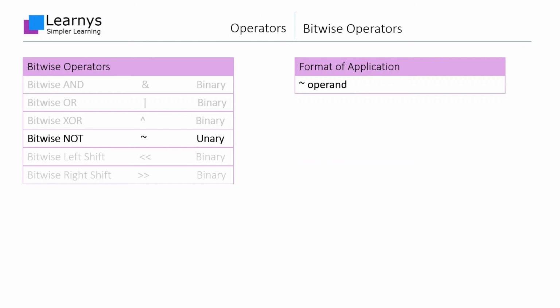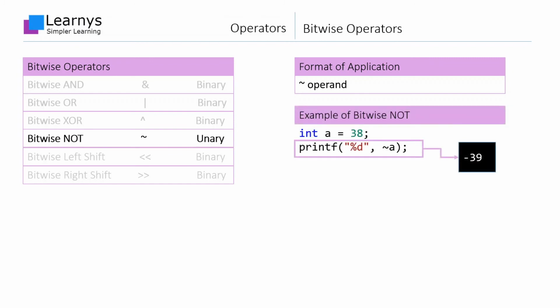Let us understand this through an example. In this code sample, the bitwise NOT operator has been applied over 38. The output of the print statement will be -39. Analysis at the bit level will help you understand the reason behind the output. The binary representation of 38 is this.